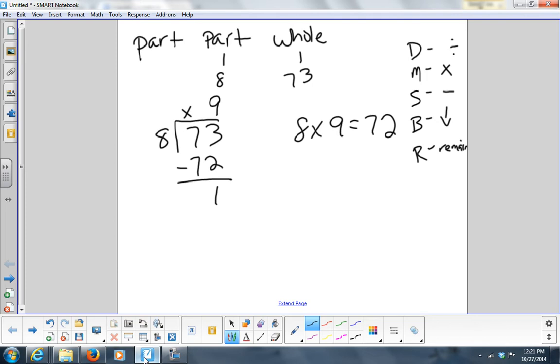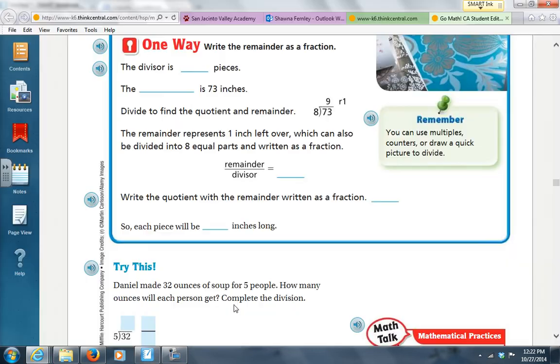One way is to write the remainder as a fraction. So the divisor is 8 pieces, right? What is my part? It's called a divisor. So if you're looking there, fill that in. The divisor is 8 pieces. That'll be right here. So this would be 8 pieces.